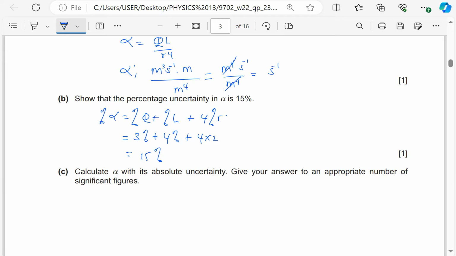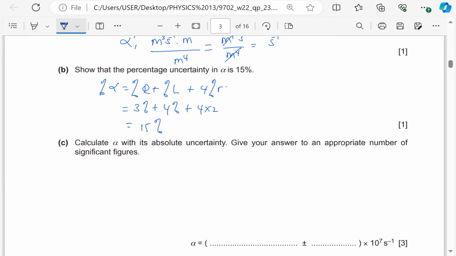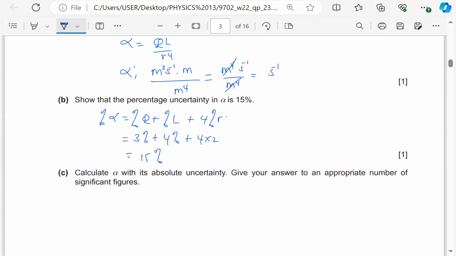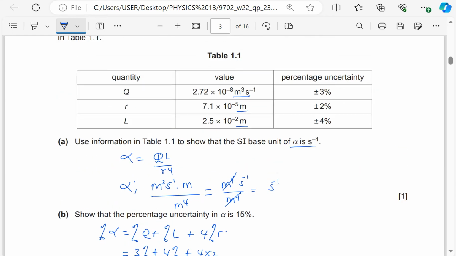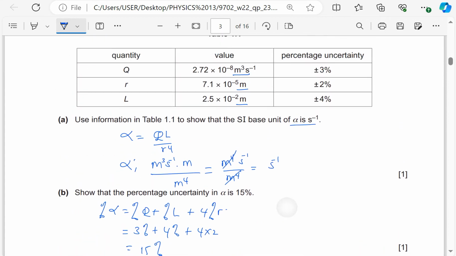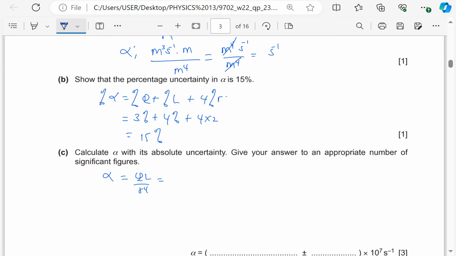Then calculate alpha with its absolute uncertainty. Give your answer to an appropriate number of significant figures. Okay, so if I have all the quantities in SI units, I'll just substitute. Alpha is going to be equal to QL over R power 4, which is the same as Q is 2.72 times 10 to the power of minus 8.